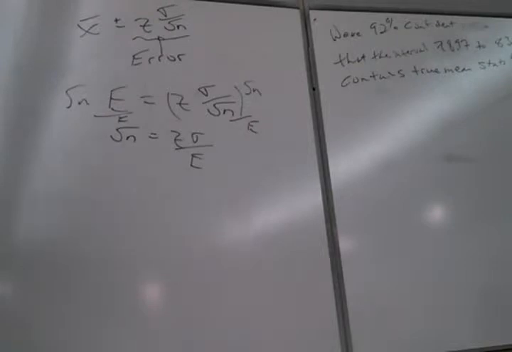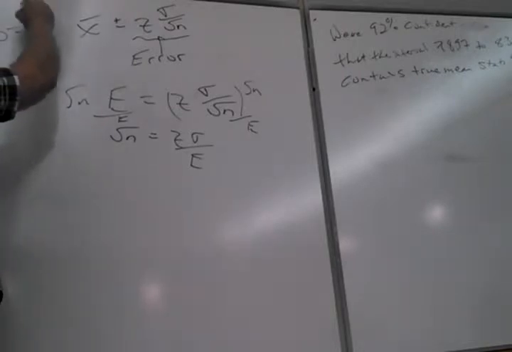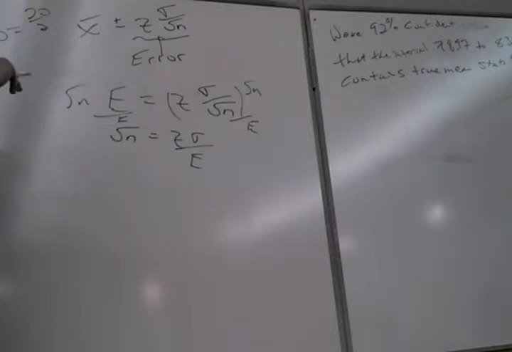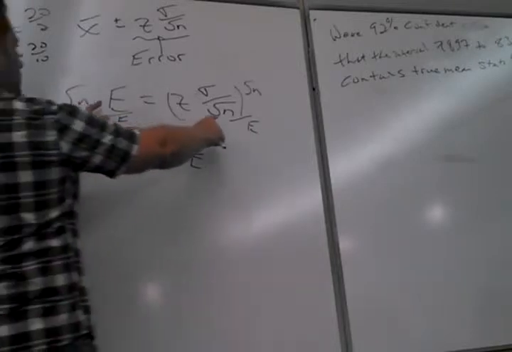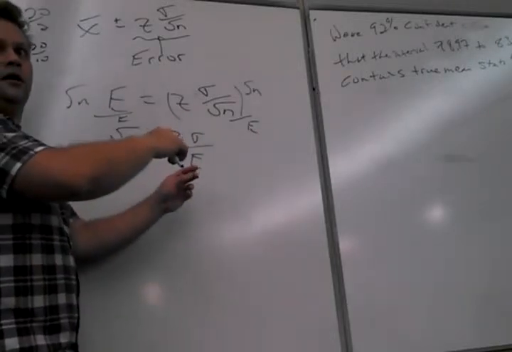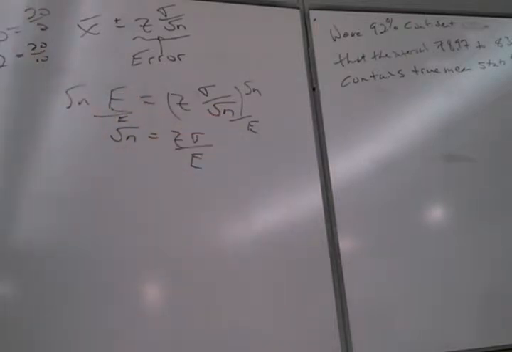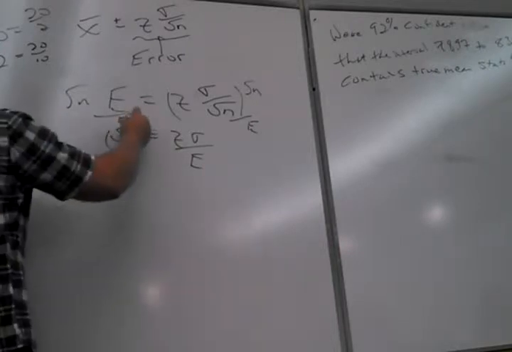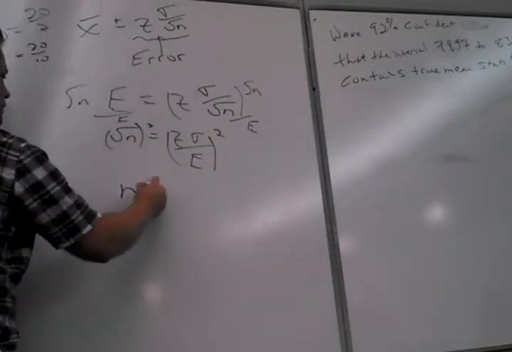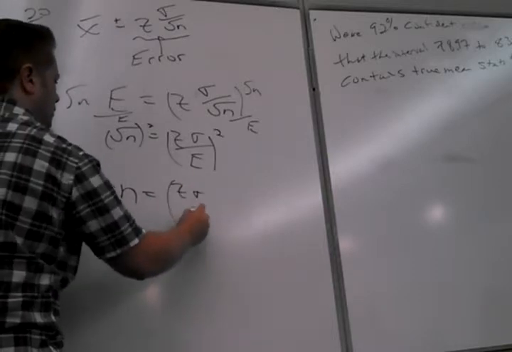Just switch the 2. Don't go overboard and start switching everything. One's up, one's down. Switch. Because 10 equals 20 divided by 2, right? If you switch those, is it still true? Yeah, of course. So that's why I'm allowed to switch those. Why am I allowed? Because you can. So square both sides, and you get what the sample size has to be.